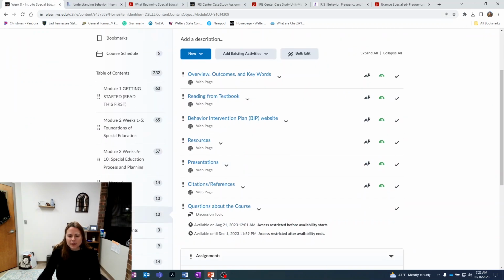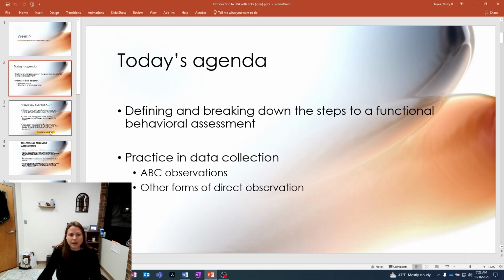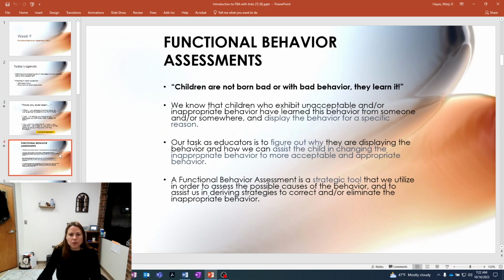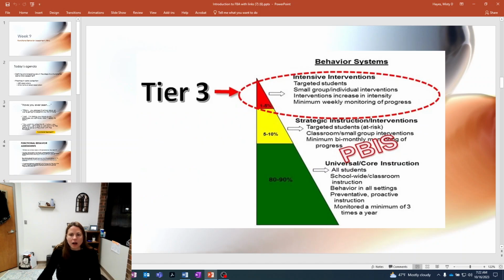Okay, so I do have a presentation here for you. It is about functional behavior assessment. It's really important. For the sake of time, I'm not going to really go through a lot of this. This defines what it is. And if you are a visual person, this may help you understand, and this may actually look familiar. You're thinking, this kind of looks like RTI, what we learned about.